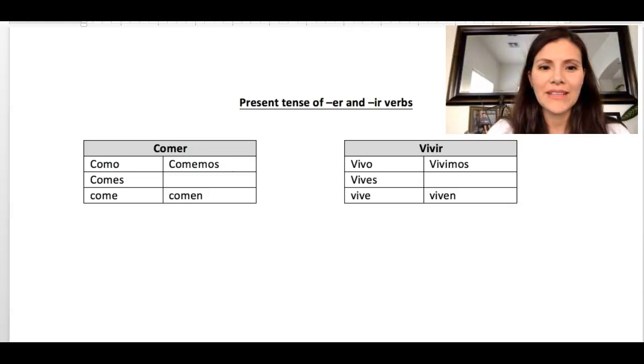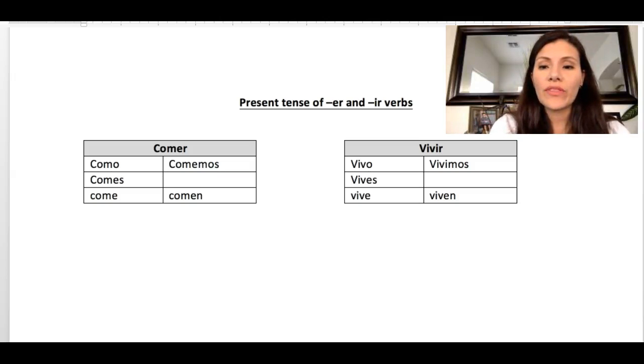Hola, estudiantes. You have already learned the conjugation of AR ending verbs. And you know that when we conjugate in Spanish, we take off that ending, whether it is AR, ER, or IR, and we add the new ending according to who is doing the action.